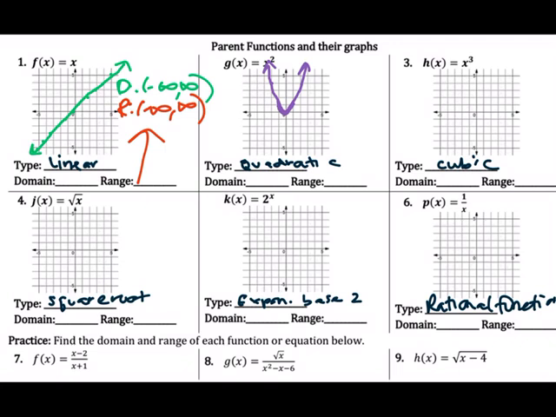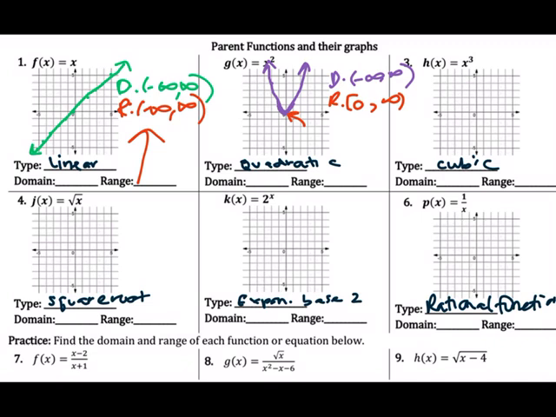So the domain is still going to be negative infinity to infinity. It goes left forever and right forever. The range, though, it doesn't go up and down forever. It goes up forever, so it goes up to positive infinity. It goes down until it gets to the vertex, which is 0 and included.